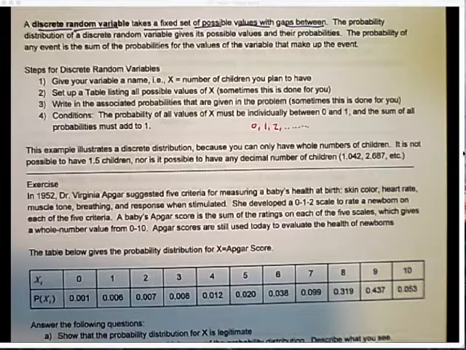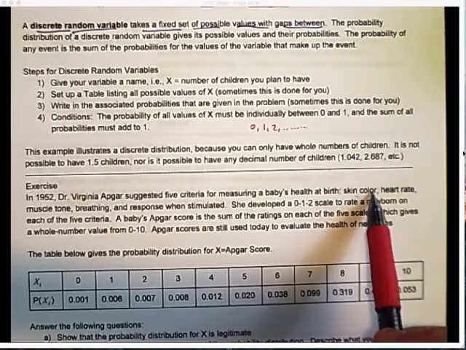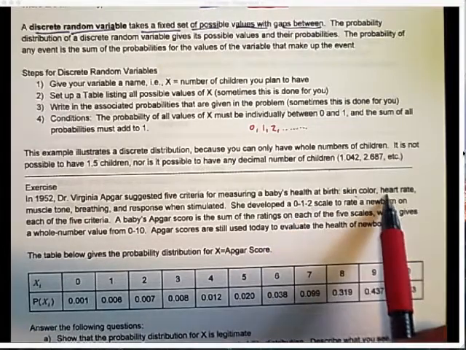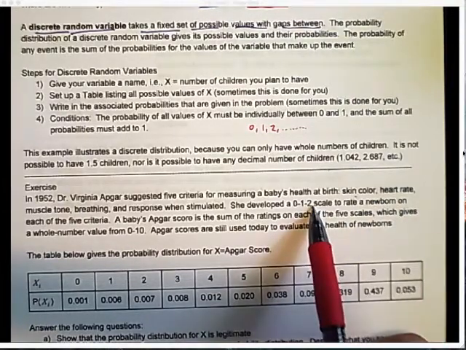So let's look at this first example. It says, in the year 1952, Dr. Virginia Apgar suggested 5 criteria for measuring a baby's health at birth, which were skin color, heart rate, muscle tone, breathing, and response when stimulated. She developed a 0, 1, 2 scale to rate a newborn on each of the 5 criteria. So if the baby, for instance, had really good skin color, that baby would get a 2 on that factor. If the baby had really good heart rate, then they would get a 2 there.